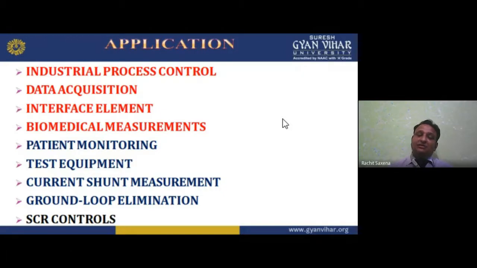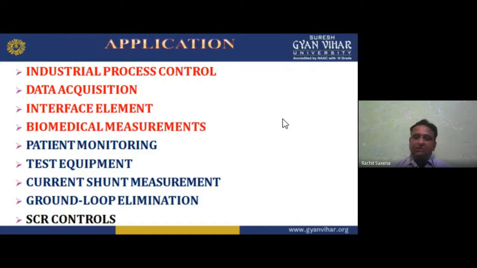Patient monitoring. Testing equipment. If I want to test the equipment, I make isolation between. So in that case, I use this isolation amplifier. That is the optical isolation amplifier. Current shunt measurement. If I want to measure the current, current shunt measurement is there. Ground loop elimination, and then SCR controls.